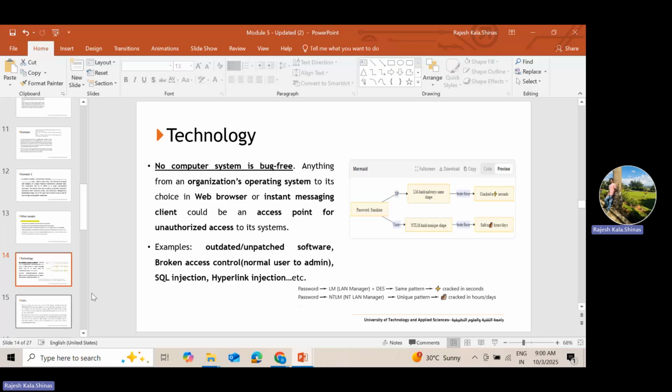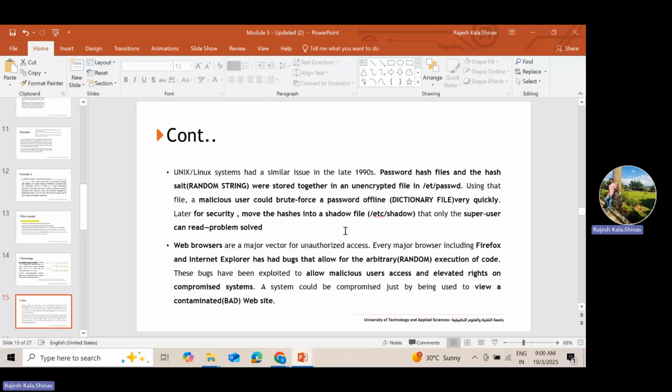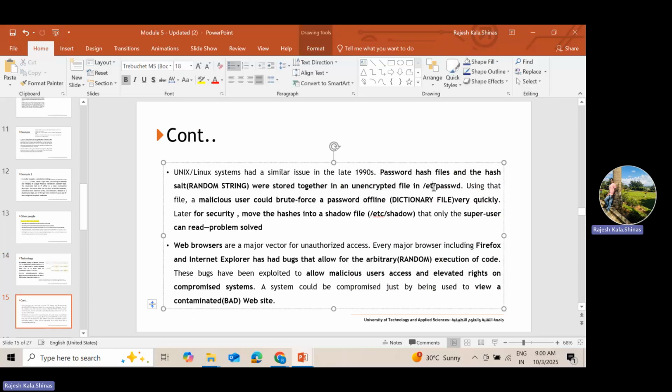So I give you some examples of Windows OS issues. XP has some issues, but Vista is okay. Then we have issues in Linux also. The hashing was not proper, so the passwords were stored in an unencrypted format in the /etc/passwd file. But when you go for the shadow file, the hashes are stored in encrypted format, and only the super user can access it.